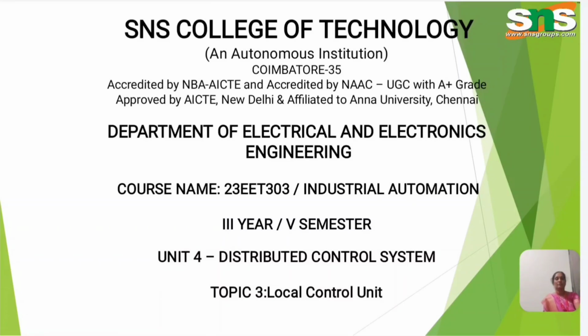Today in industrial automation we are going to discuss the topic local control unit in distributed control system. Before moving into that, what is a distributed control system? A distributed control system is a computerized control system where control is distributed across multiple controllers instead of relying on a single central computer. Think of it like a team sport. Instead of one player doing everything, every controller has its own role, working together to achieve a smooth operation.